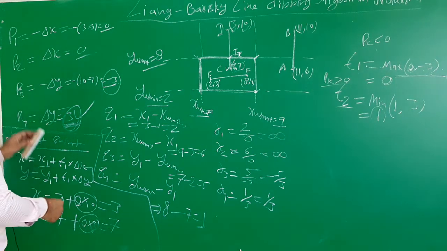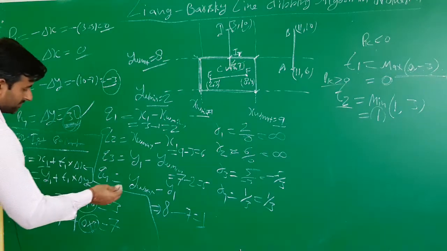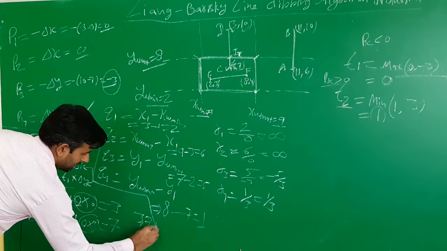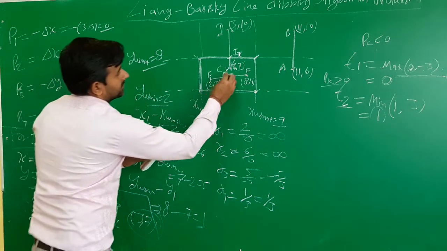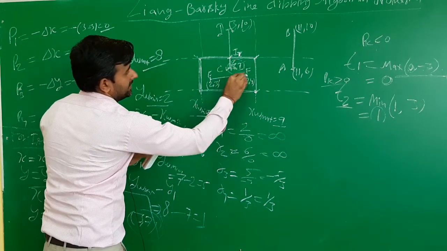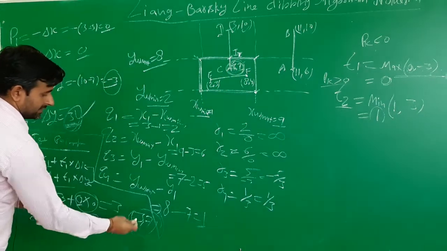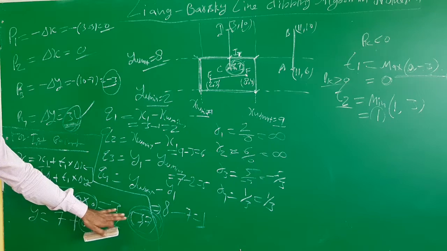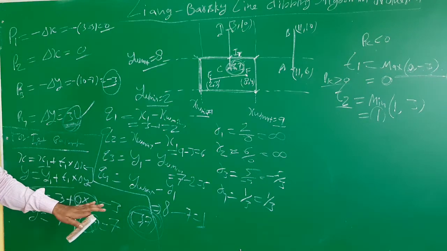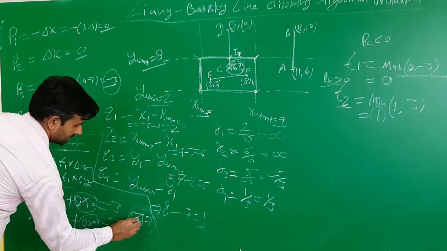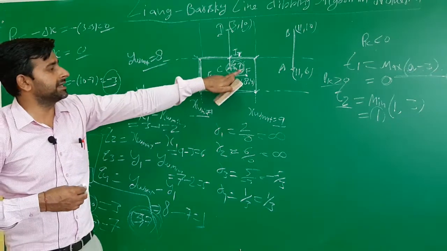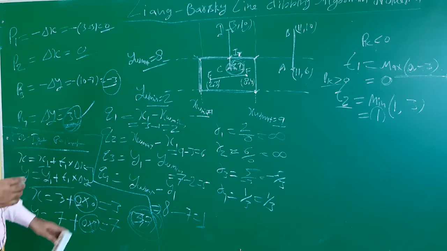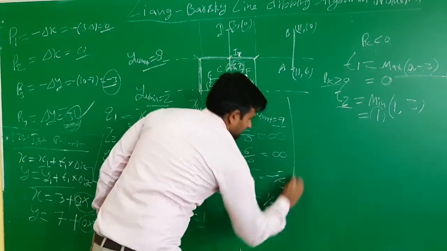Then the first point of the visible section is 3 and 7. As in the line, this is visible: 3 and 7. We will get these points equally. Clear? Is this point clear or not? This is 3 and 7, and this is 3 and 7 after calculation. Clear? Now we will find the second value.